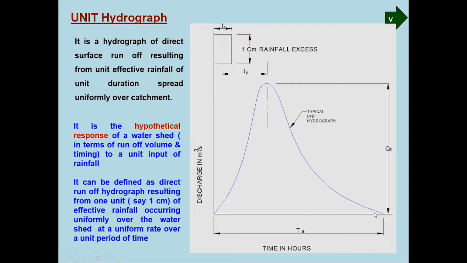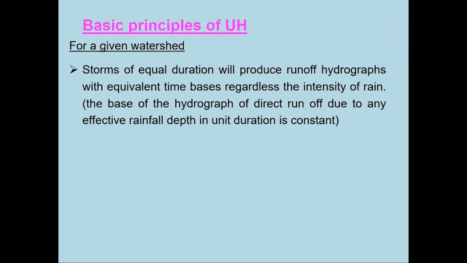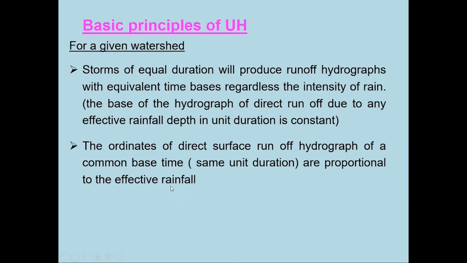The same thing has been mentioned in language here. Storms of equal duration will produce runoff hydrographs with equivalent time base regardless of the intensity of rain. The base of the hydrograph of direct runoff of any effective rainfall in unit duration is constant. The ordinates of the direct runoff hydrograph of a common baseline are proportional to the effective rainfall. Meaning what I said, the shape will remain the same, only it will increase.